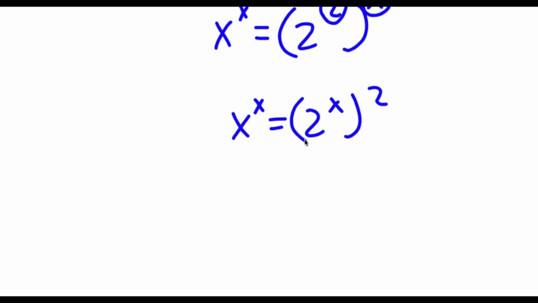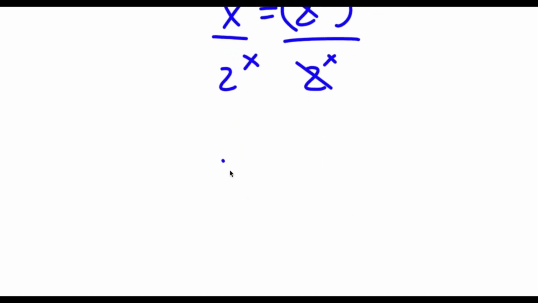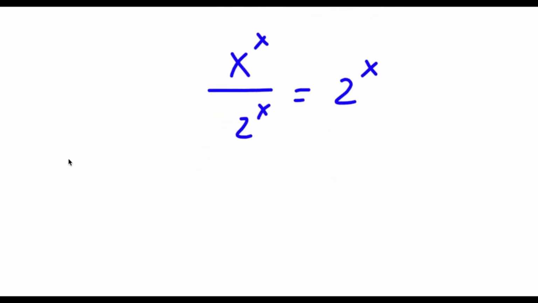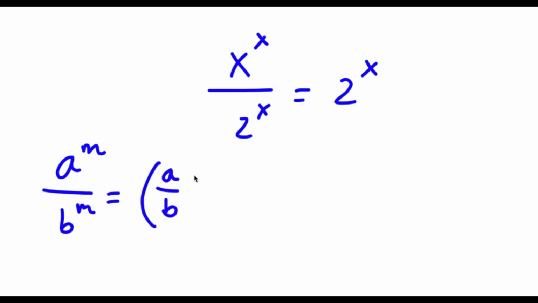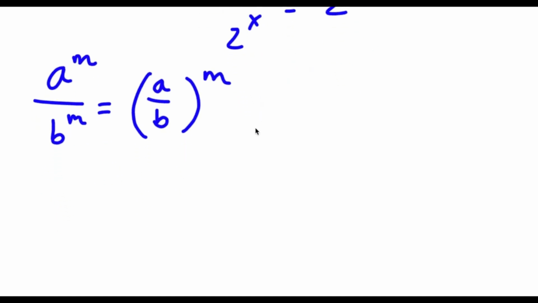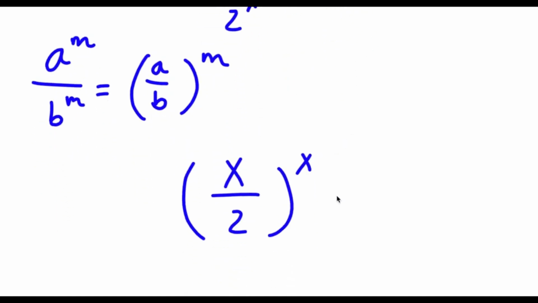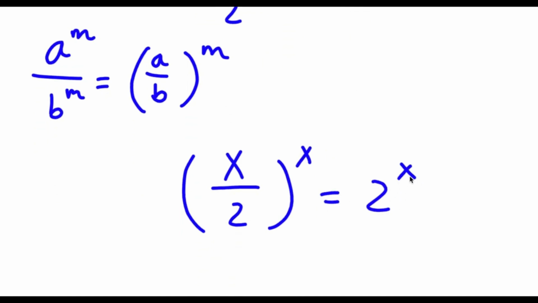Now I'm going to divide both sides by 2 to the power of x. So then these two cancel out, and I'm left with x to the power of x over 2 to the power of x is equal to 2 to the power of x. Now if I have something in the form a to the power of m over b to the power of m, this is the same thing as a over b to the power of m. So x to the power of x over 2 to the power of x, that's going to be x over 2 to the power of x, which is equal to 2 to the power of x.